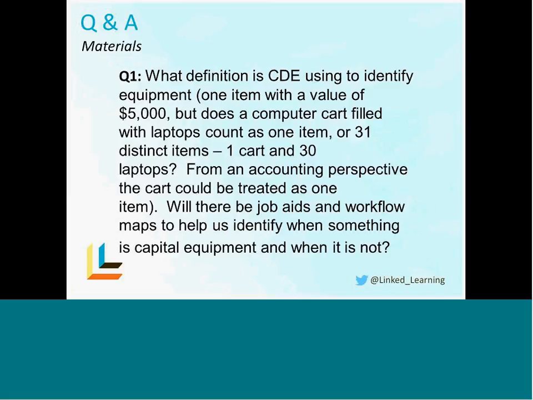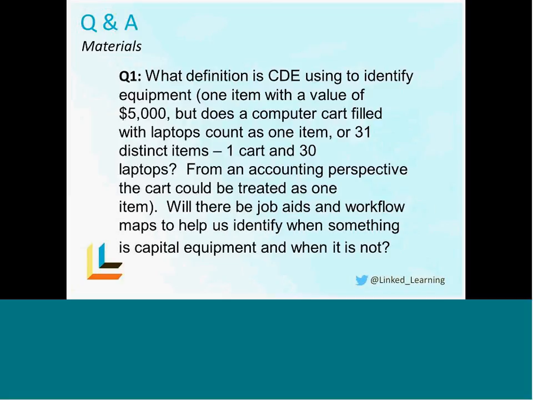We'll break it into two parts. What definition is CTE using to identify equipment? So it's the federal definition, and it's a sole item. So it's a sole item of $5,000 or more, excluding shipping and tax and all the other fees that go along with it. If your item is $4,500 and your tax and shipping put it over $5,000, then it's not capital outlay. Again, looking at the example that's given with the computer cart, from our Perkins perspective, we see this often where folks are getting computer carts, and we do not look at that as capital outlay. Those individual laptops have an individual price associated with them. So this would not be considered a capital outlay expense.